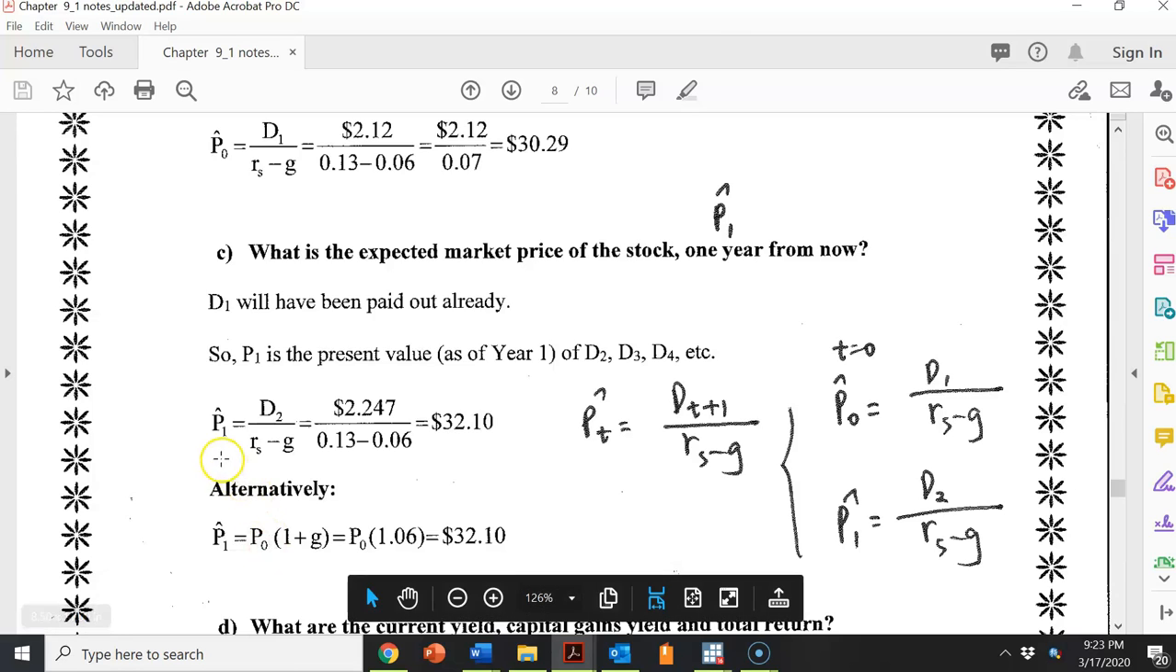Okay, so the same, if the question is asking for P2, you can also use P2 equals D3 over RS minus G. And P2 would be equal to this P1 number multiplied by 1 plus G. Okay, you can always solve for any PT.